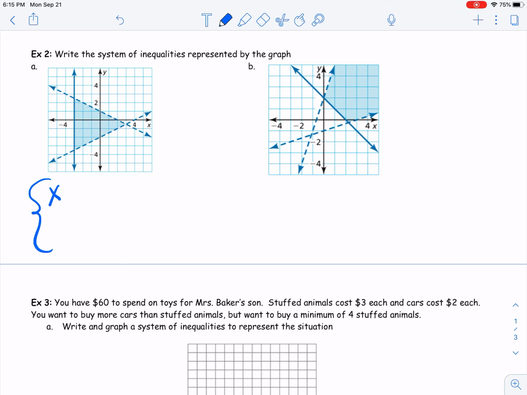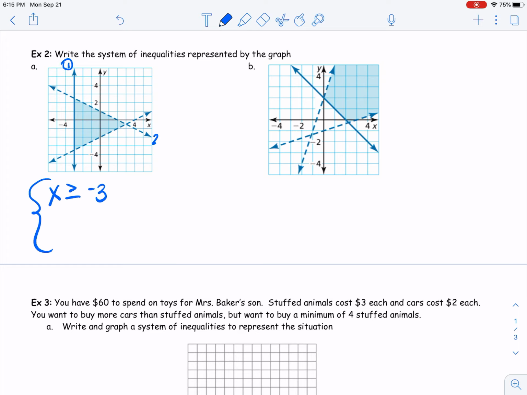I know it's going to be a less than or equal to or greater than or equal to because it's a solid line. And so if I look at my shading, I notice my shading is to the right of that vertical line. So now I know it's going to be a greater than or equal to, and then it's going through the point -3, or the x value of -3. So there's the first one done.